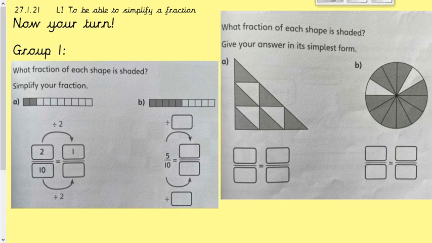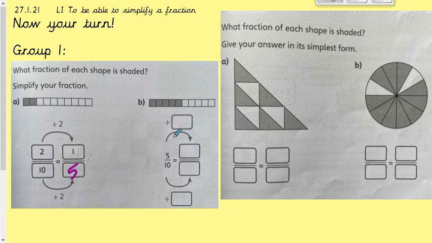So what fraction of each shape is shaded? So we have the fraction and we just need to simplify it, and it tells you what you need to divide by. So this one's quite a nice question, really. Let me get a purple pen. So they've done 2 divided by 2, which is 1. 10 divided by 2 should be 5. So 2/10 is simplified into 1/5. It is also equivalent, but that's not what we're looking at today.